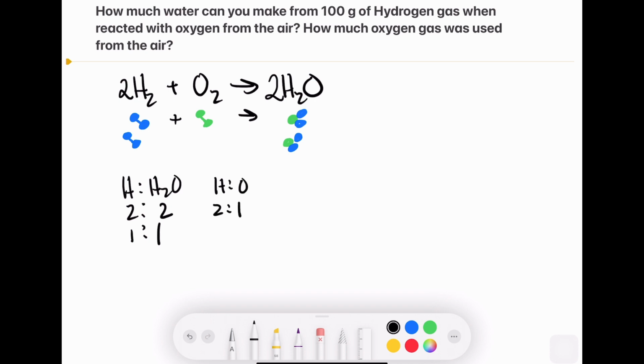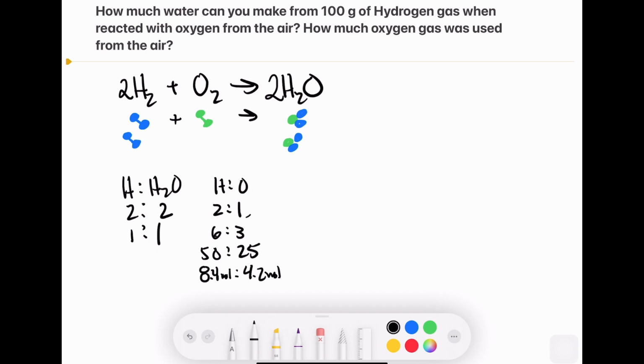And so that's reduced. But what that means is for every 2 hydrogens I have, I need 1 oxygen to make this reaction work. So if I had, say, 6 hydrogen gases, then I would need 3 oxygens. If I had 50, I would need 25. If I had 8.4 moles, then I would need 4.2 moles of that, so on and so forth.